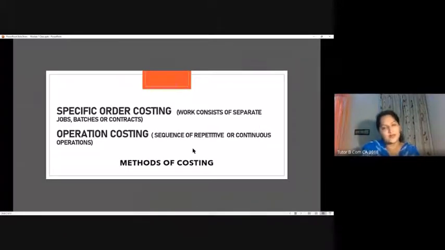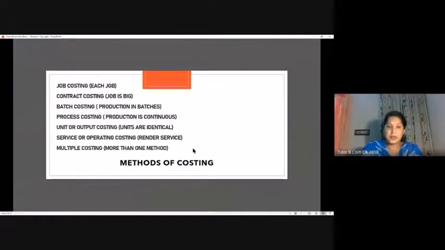Now, we had already learned this in our fifth semester when we introduced the subject. So methods of costing, again, I'm just splitting that. Job costing, where each job is considered for computation of cost. Contract costing, here as I said, the picture would be bigger in nature, maybe spread across many years, but still the cost is computed for each job. Okay, that's contract costing. Then batch costing, production happens in batches. So naturally, cost computation is also done in batches.